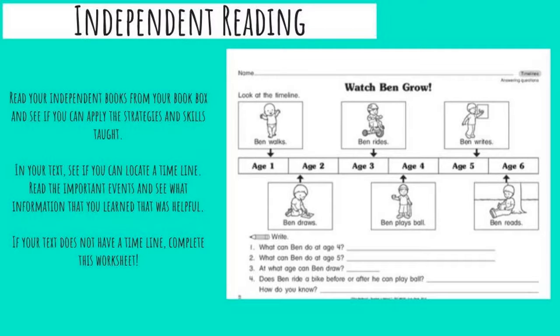If your book does not have a timeline, we can actually complete this worksheet together and test out if we understand a timeline and the information that's provided in it. So I would like you to continue watching this video, and I would like for you to pause it so you can look at the timeline a little bit, and then we'll answer the questions together.